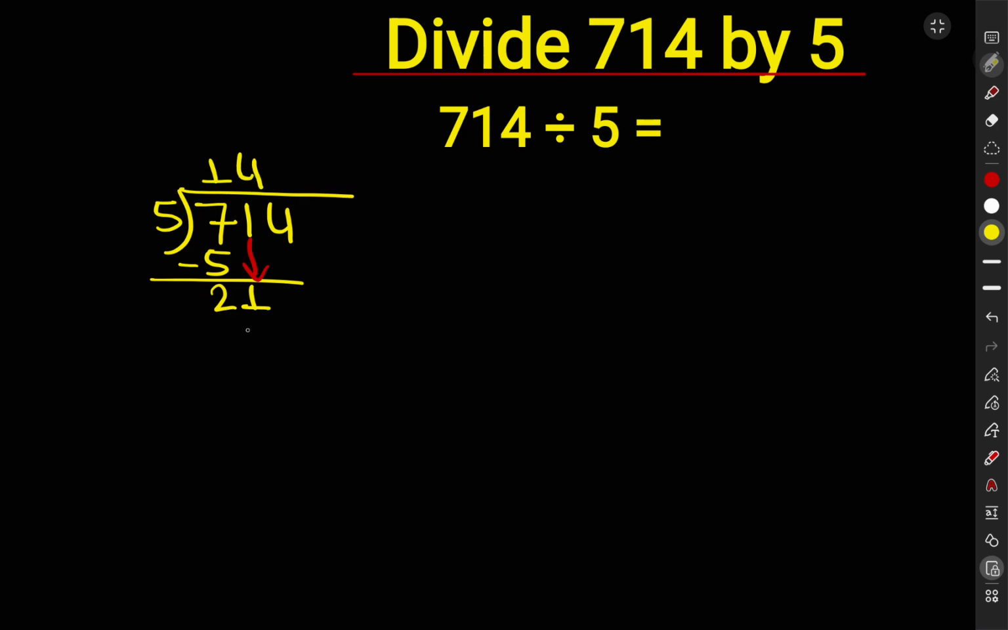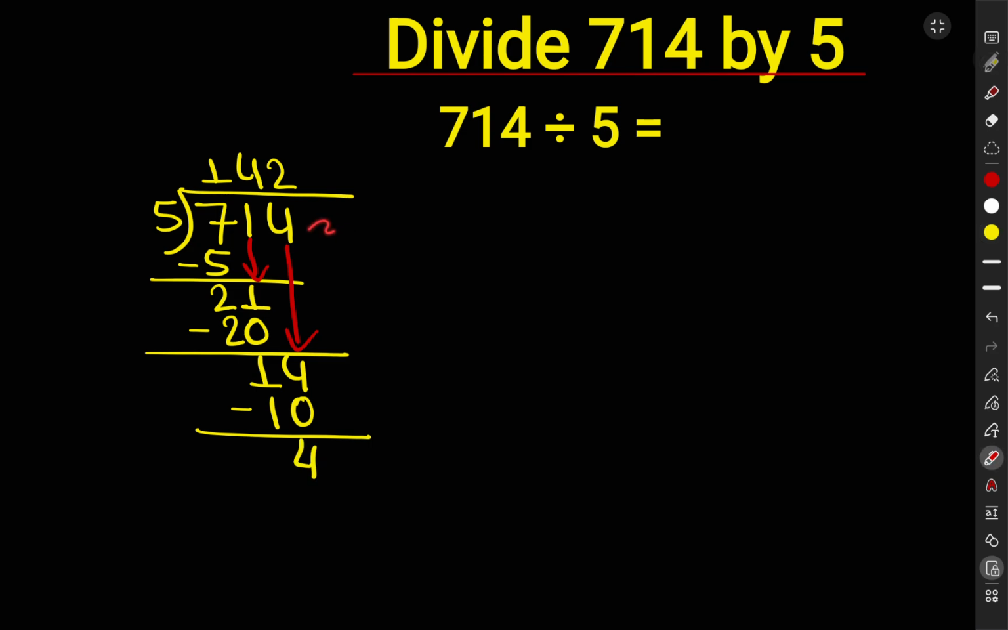5 times 4 is 20. On subtracting we get 1. So again we put down this 4 and it is 14. 5 times 2 is 10. On subtracting we get 4.